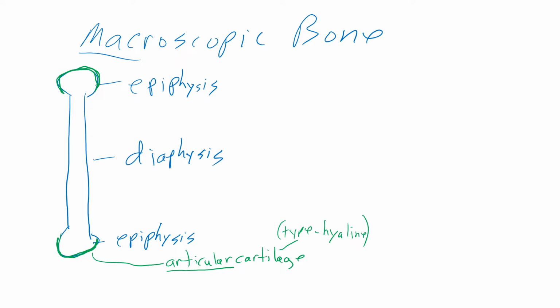on the outside of the shaft, let's make this a different color, we'll make this purple. On the outside of it is a membrane, a sheath of membrane that goes around the long bone. Okay. It goes around it. It contains blood vessels, some nerve endings, and this is called the periosteum. It's a membranous sheath around the shaft of the bone, periosteum.